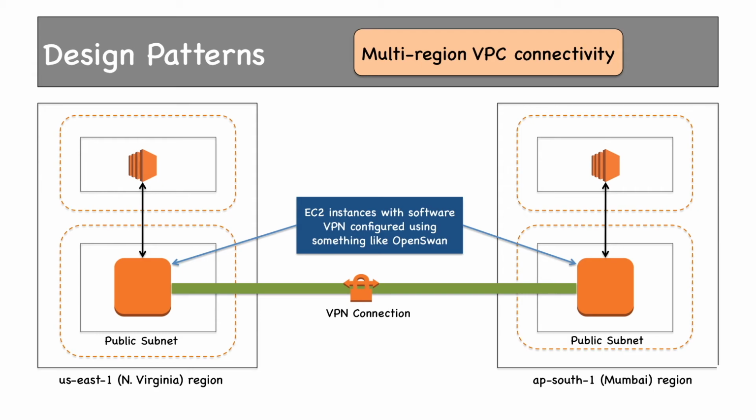Inter-region VPC peering capability was launched last year only. That was on November 2017 reInvent. Prior to that, this setup used to be put in place to connect VPCs from different regions. Using this architecture, network traffic never leaves Amazon's global network backbone.